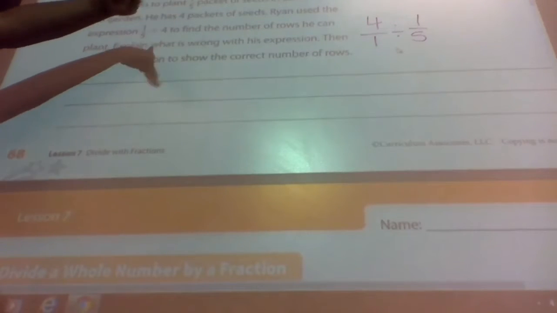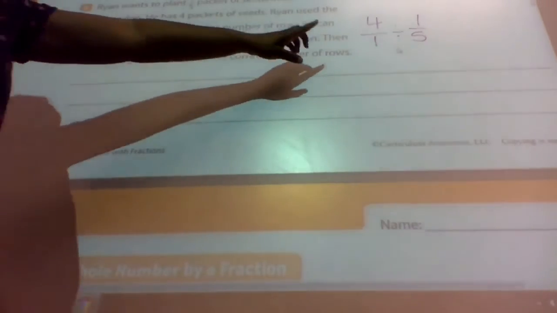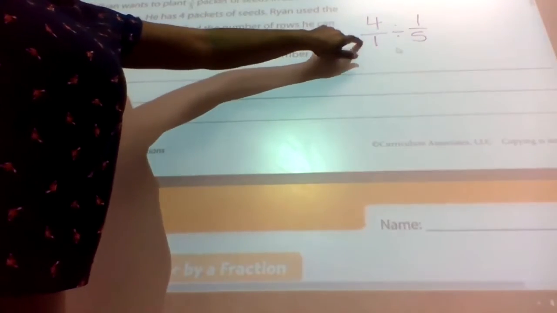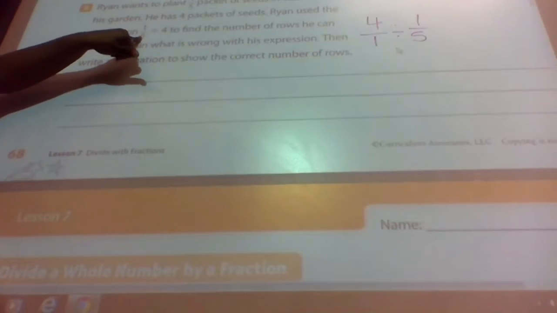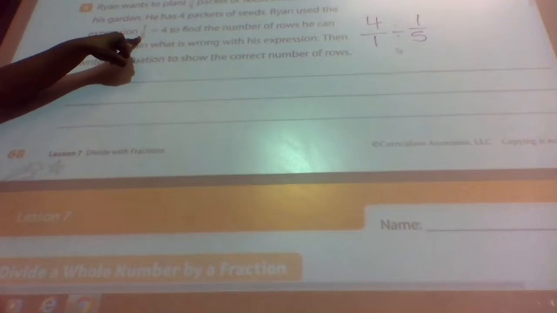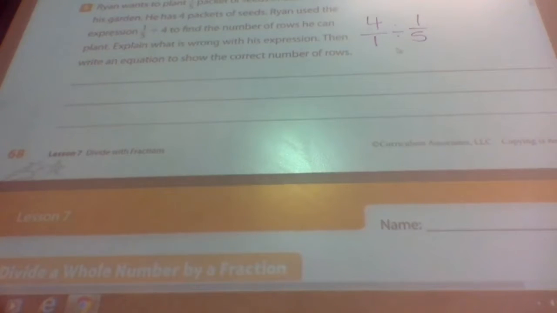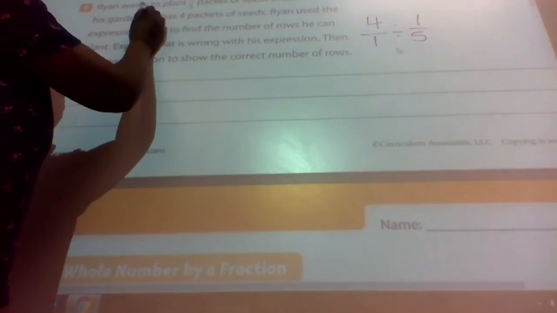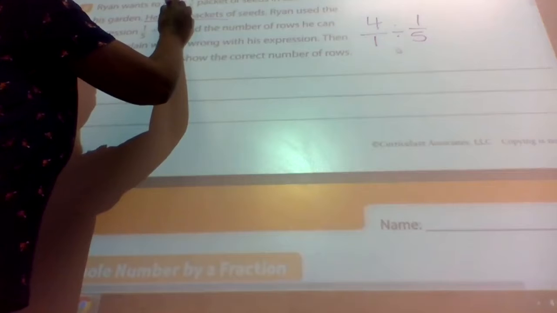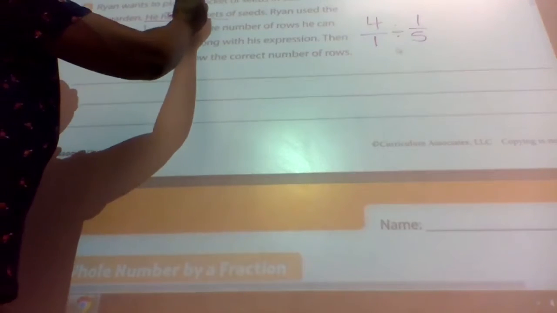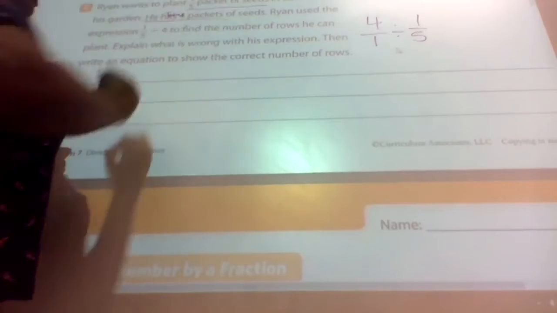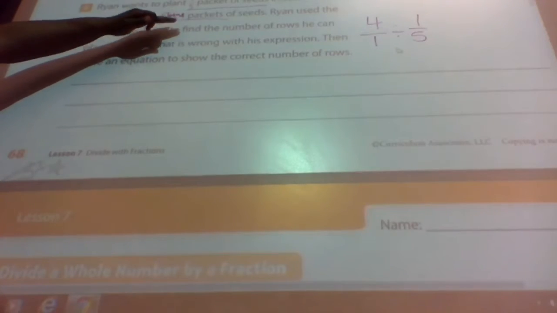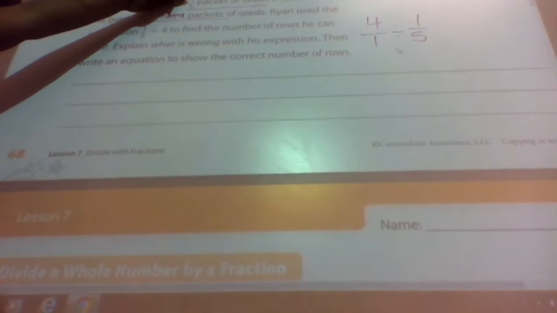1/5 is how many goes in each row. So we want to see how many 1/5s can we get from the package of 4, not how many 4s can we get from the 1/5. You see what I'm saying? We don't have 1/5 packets of seeds. We have 4 packets of seeds. So if it says he has 4, this is my total. He wants to plant 1/5 packet of seeds. This is a part. So I have to have my total first divided by my part.